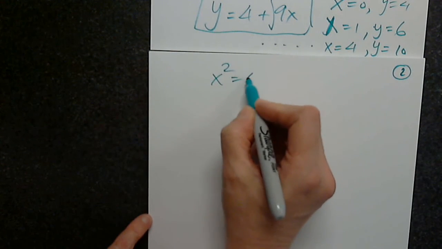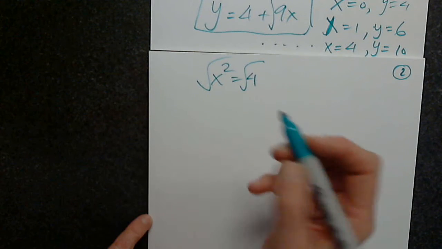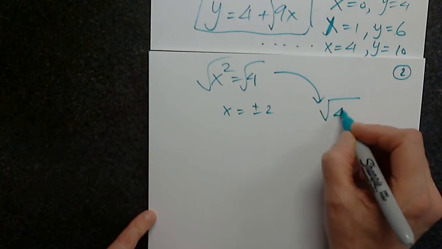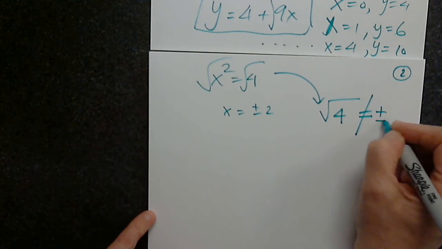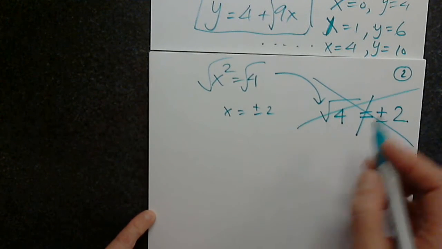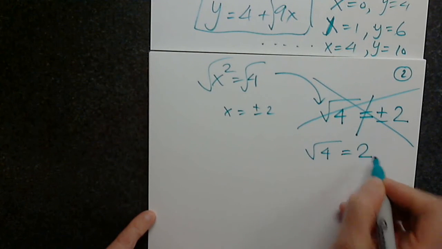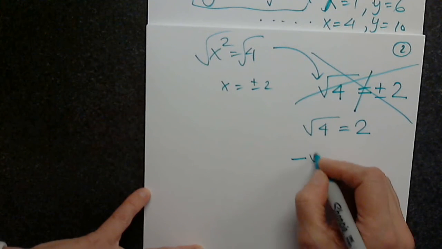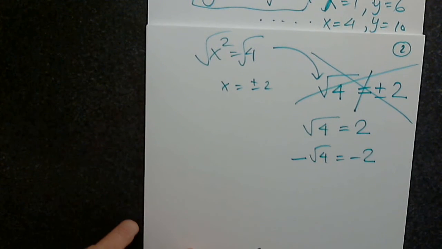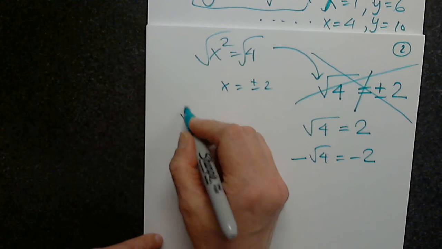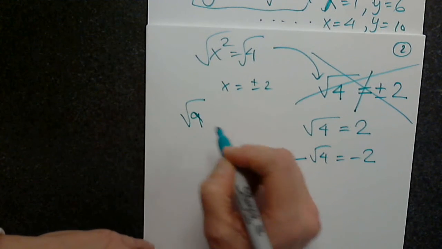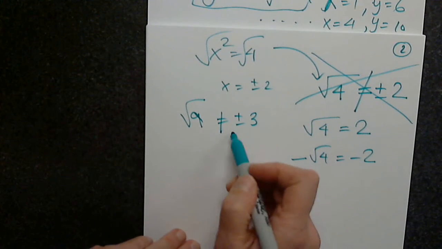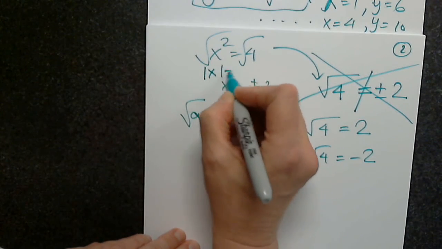So x squared equals 4. When we apply the square root, we get plus or minus 2. But if you remember, we said the square root of 4 is not plus or minus 2. The square root of 4 is only 2. Negative the square root of 4 is negative 2. So when you see the square root of 9, you can never write plus or minus 3. The plus or minus, remember, is the intermediate step.